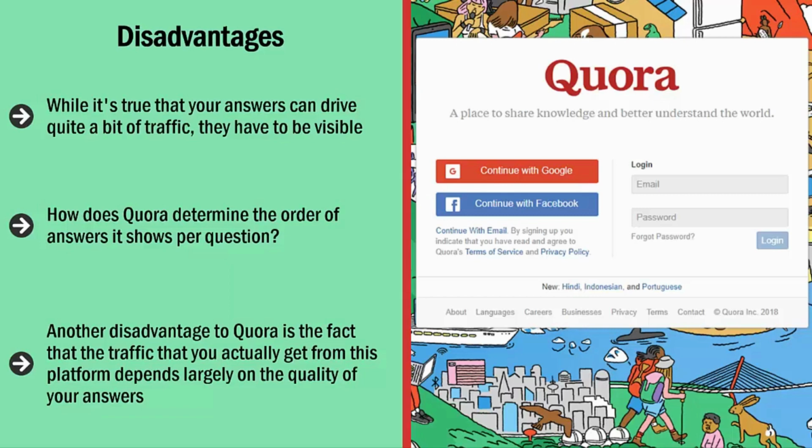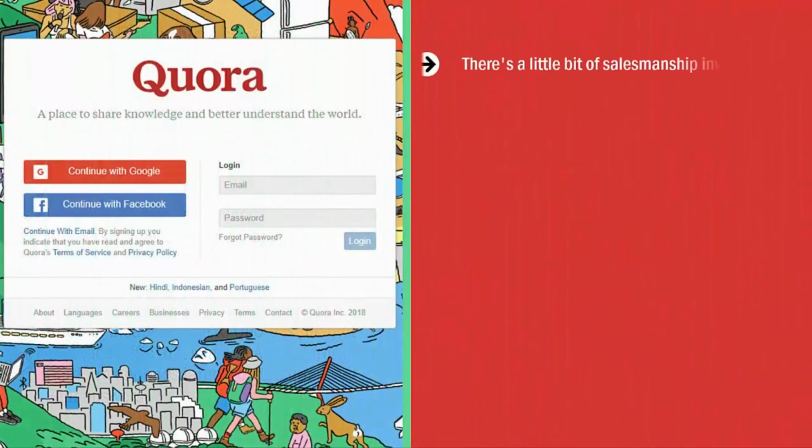You actually have to answer people's questions and you have to give them enough of a reason to click on your 3-layer content link as a resource. There's a little bit of salesmanship involved here. Your answer has to draw them into your link. Your answer has to create some sort of urgency in the mind of the reader to make them want to click on your resource link to end up on your website.